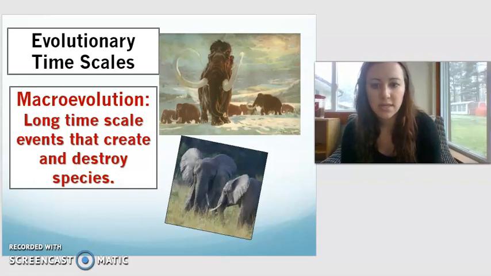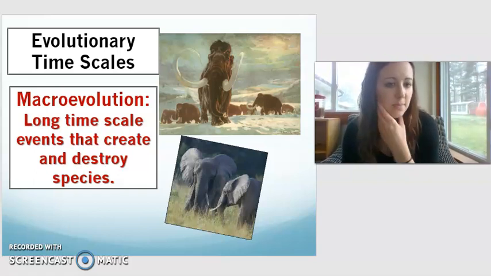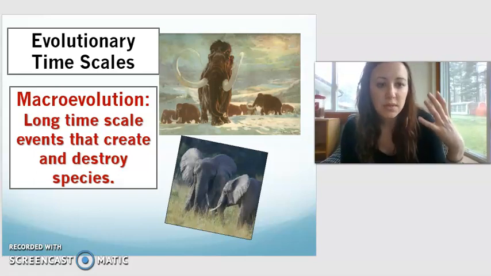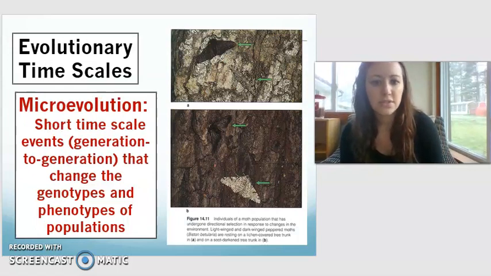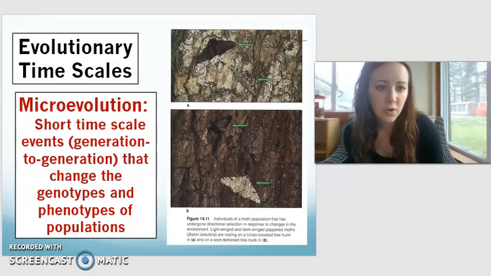Macroevolution is long time scale events that can create and destroy species. Macro means big, so these are large, long time scales, versus microevolution, which is a short time scale. This can be more on the scale of generation to generation. This is going to affect the genotypes and phenotypes of populations.